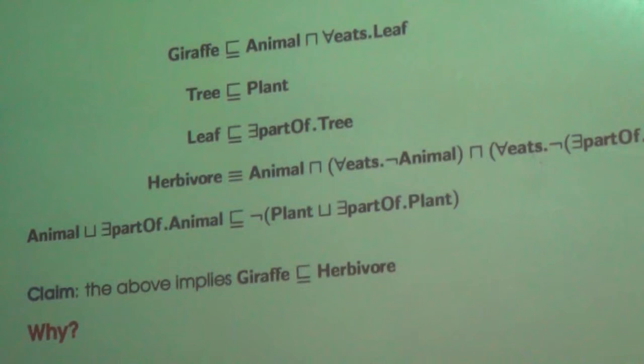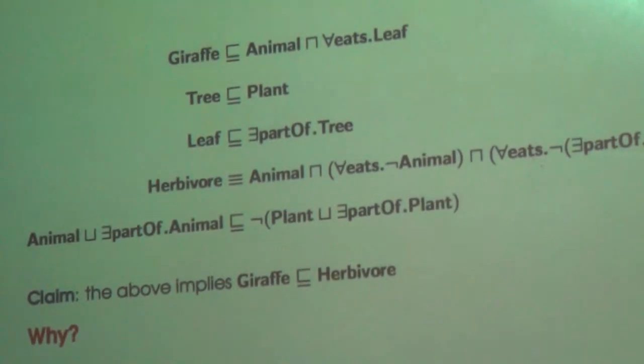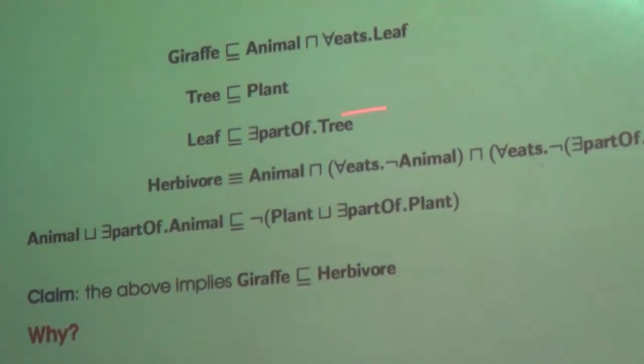And now I have a bit more complex definition. I decided to write it in another way. So now I say that herbivores are animals that only eat things that are not animals. Okay, maybe this is not the right way to do it, but someone might think to write it in this way. And they only eat things that are not parts of animals. Okay? So this is one way you might think of writing it.